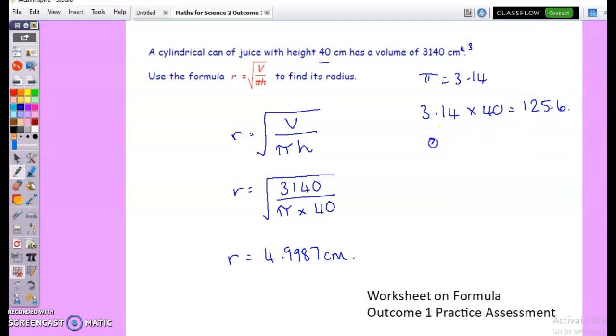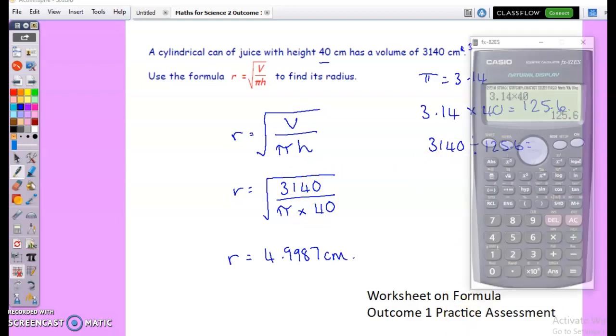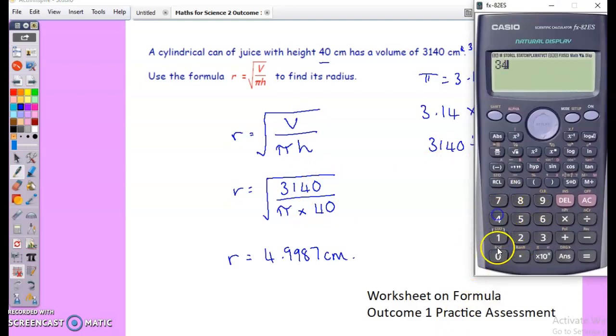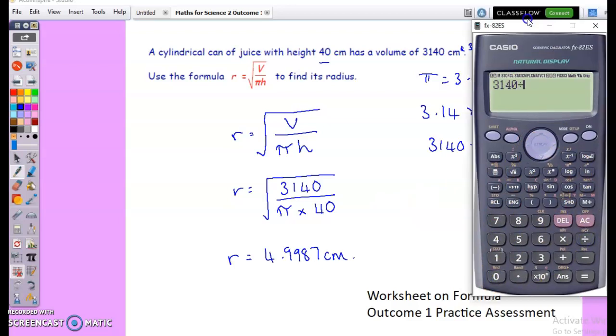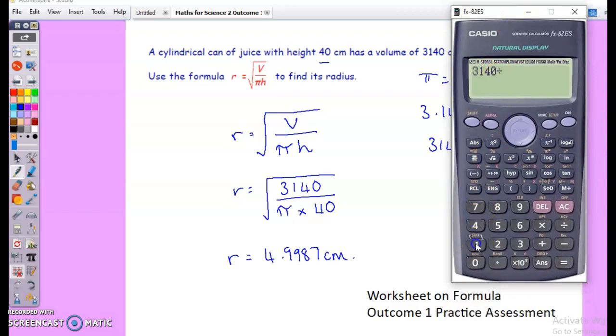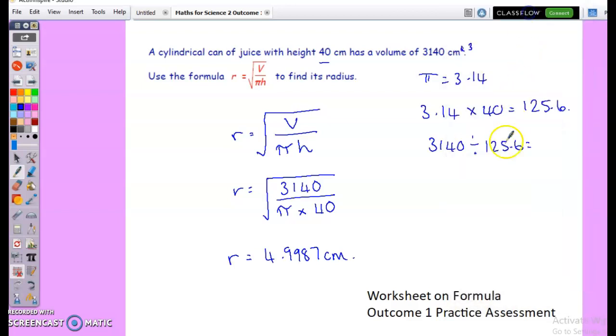We'll then need to do 3,140 divided by 125.6. That'll get me this line here. I would still expect you to write it down this way. It's just the steps that you would need to go through on your calculator to get to your final answer would be different. 25. Oh, it works out nicer if you use 3.14 rather than pi.